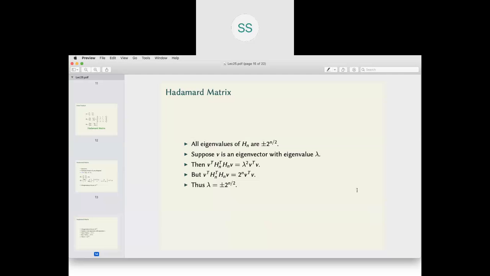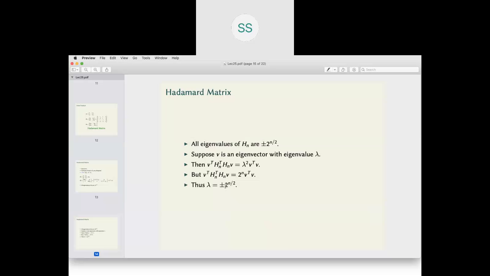But we know that Hn is symmetric. So Hn transpose is nothing but Hn itself, and Hn transpose Hn, which is nothing but Hn squared, we know that it is just 2 power n times the identity matrix. So you can just act as if it was not there. So it is just 2 power n times V transpose times V. So lambda squared V transpose V is nothing but 2 power n times V transpose V.